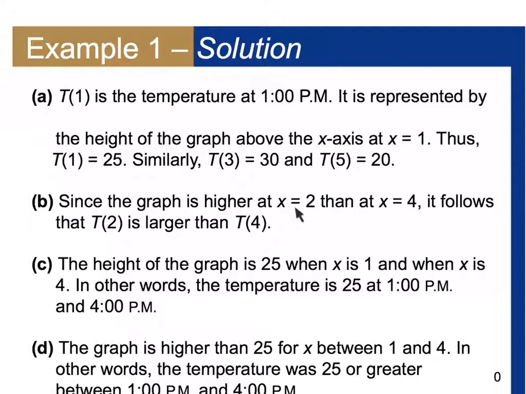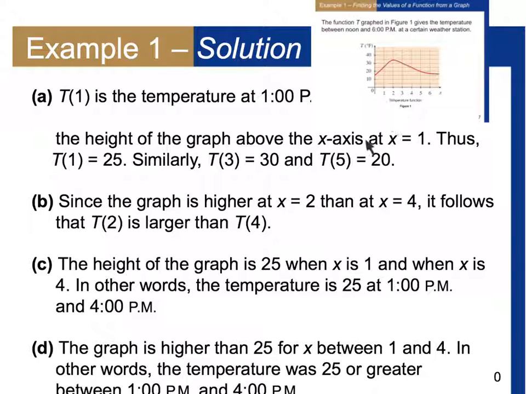Since the graph is higher at x equals 2 than at x equals 4, then T of 2 is larger than T of 4. The height of the graph is 25 when x is 1 and when x is 4. So the temperature is 25 at 1 p.m. and 4 p.m. And the graph is higher than 25 for x between 1 and 4. In other words, the temperature was 25 or greater between 1 and 4 p.m.